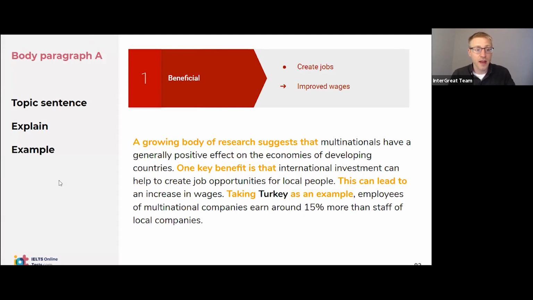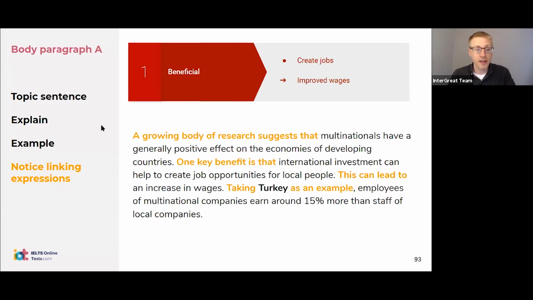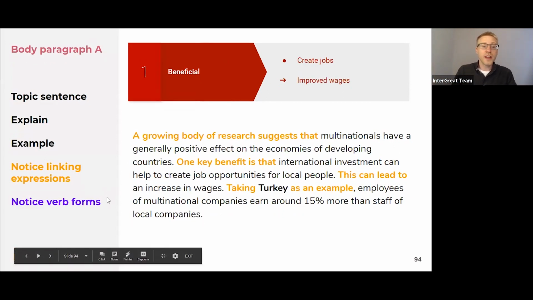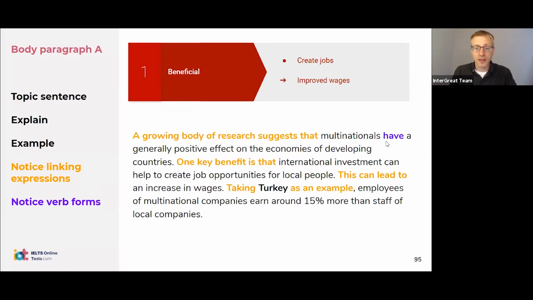Right, so before we move on, let's focus on our linking expressions, right? We've got a growing body of research suggests that. This is the topic sentence. One key benefit, specific information. This can lead to, explain. And then the example, taking X as an example. We have some verb forms here. We're using the present simple to say it's happening now, it's true, a general fact. We've got can help. This is nice, and this can lead.